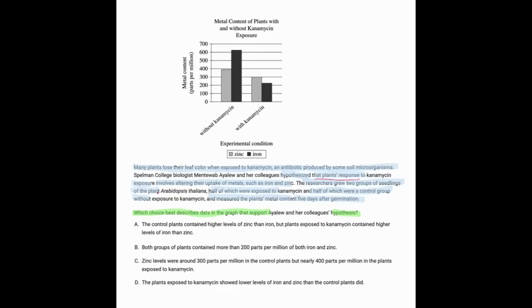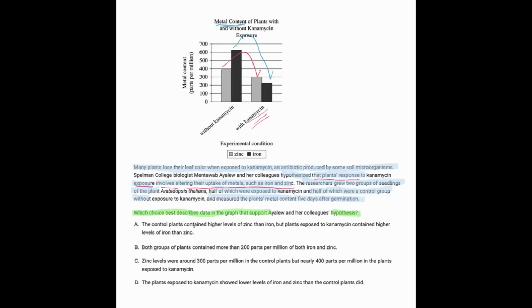That the plant's response to the exposure involves altering their uptake of metals such as iron and zinc. So, what we're seeing is that with the chemical, the amount of zinc uptake is less and the amount of iron uptake is less. So with the chemical, there's less metal content of two different types of metals. So let's see which answer says that.